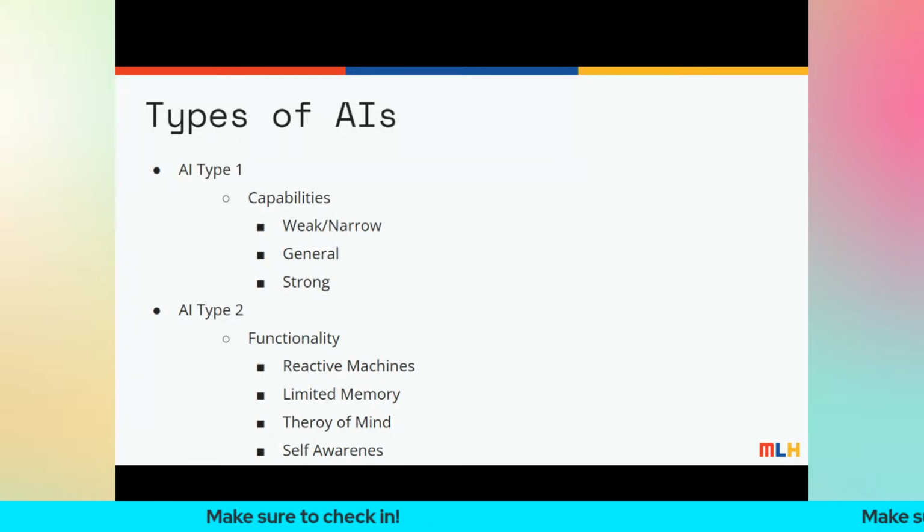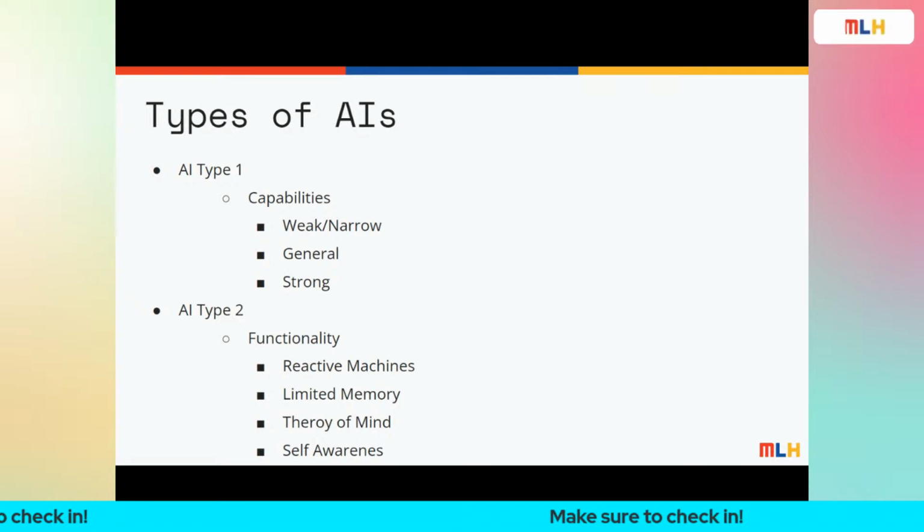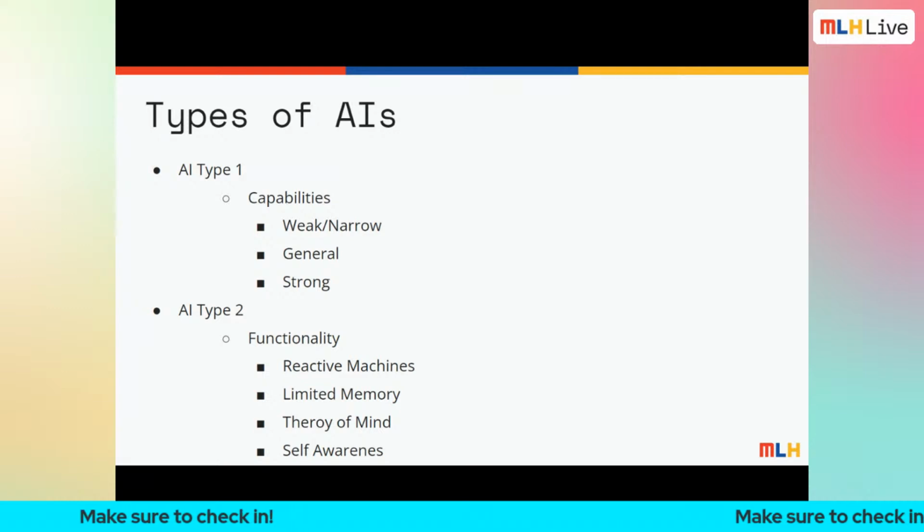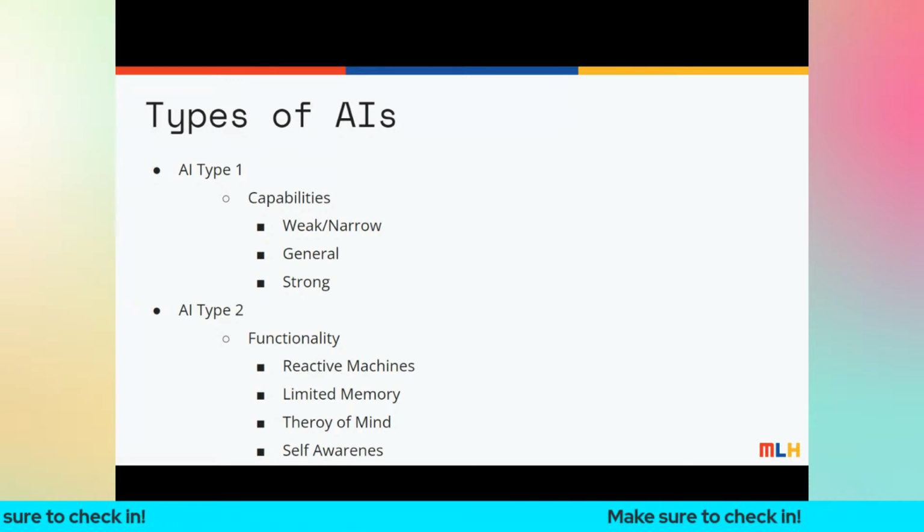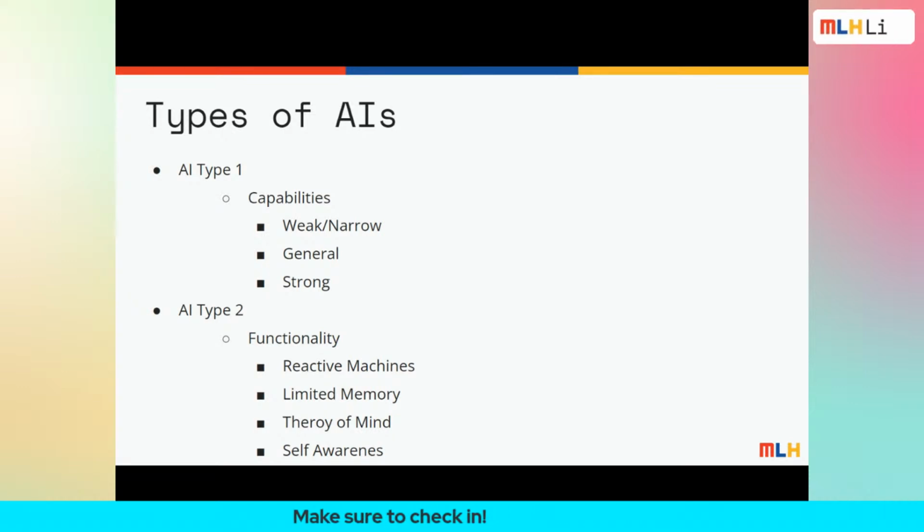So there are AIs that are really built around serving a certain purpose, or that's how we categorize them. We have the capabilities, the types of these AIs: weak and narrow, general, and strong. Then we have another way, which is called AI type 2, which is based on its functionality. Some of these get a bit more complex, which we probably won't go over. If we have time at the end, we will explore them a bit. But we have things like reactive machines, limited memory, theory of mind, and self-awareness. So these are your different types of AI.